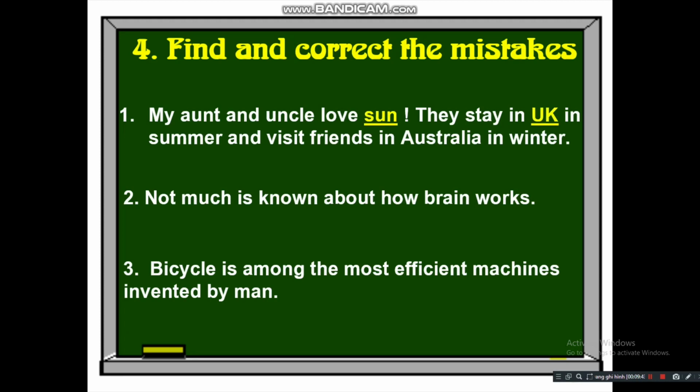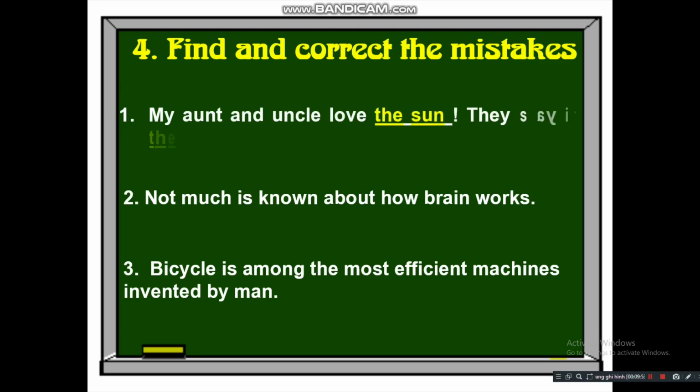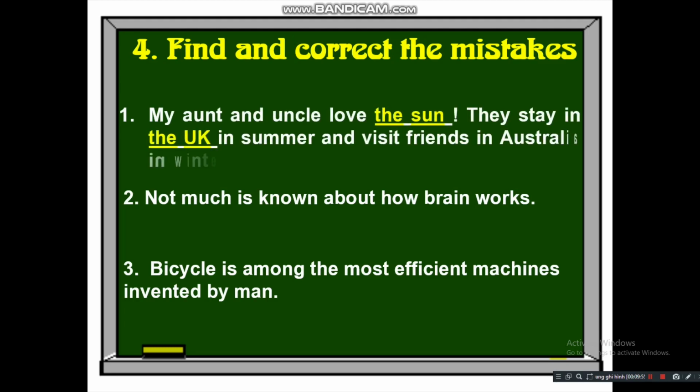Okay, let's check. Number 1, the mistakes are "sun" and "UK", and the correct answer is "the sun" and "the UK". My aunt and uncle love the sun. They stay in the UK in summer and visit friends in Australia in winter. Let's go to number 2.